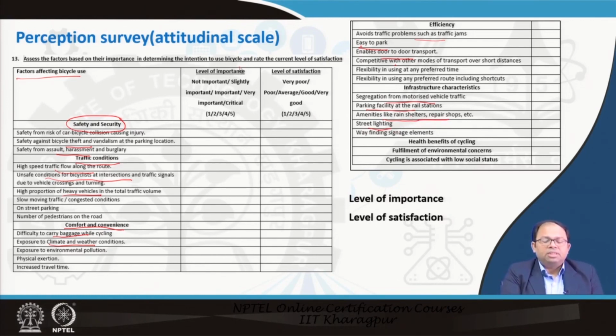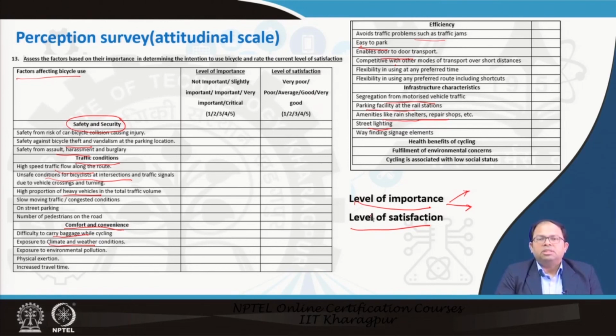We are asking about two things: the level of importance of these particular factors and the level of satisfaction. Now, level of importance is very important. Why? Because there are certain things which are currently not available, but the user may feel they could be provided. So level of importance will reveal those things. Things which are rated very important and are not available should be provided in future. Whereas level of satisfaction captures the existing condition.